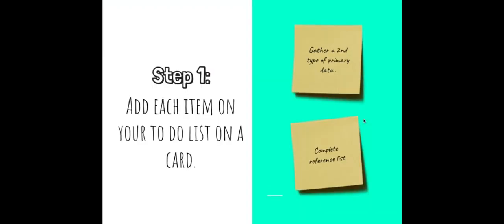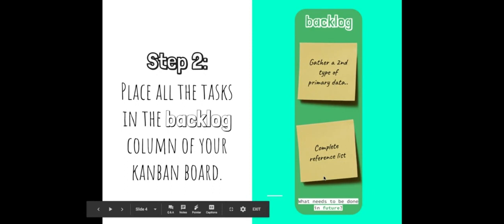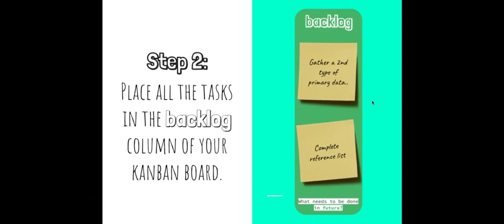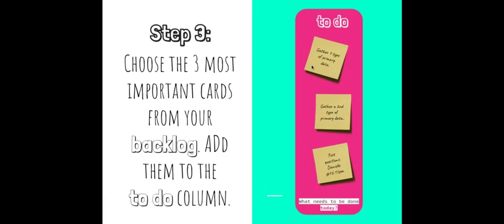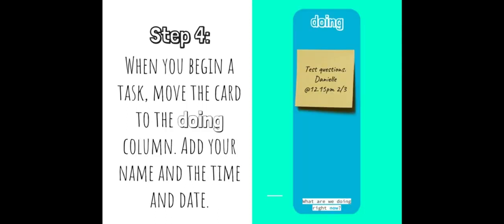How this works. So step 1, everything that's on your to-do list is added to a card. Step 2, put everything that's on your to-do list in the backlog column. Step 3, this is really important. Choose the 3 most important cards from your backlog. So here we start prioritizing, trying to decide what's the most important thing to do first. We're then going to add these to the to-do column. Step 4, when we begin a task, we'll move the card into the doing column. When you do so, add the name of the person who's doing it, the time, and the date. This allows us to track when things aren't going well because somebody or something is taking too long.